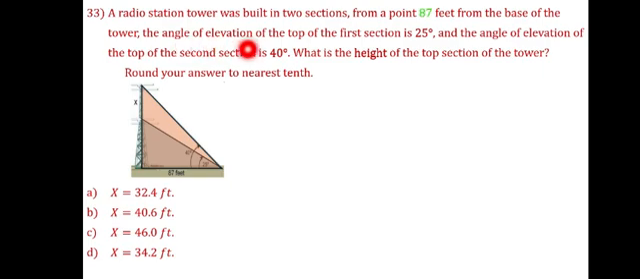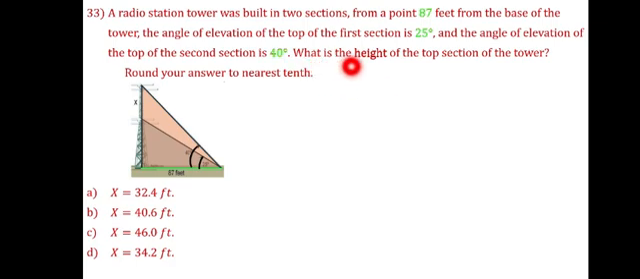The angle of elevation is from base to the top. The angle of elevation of the top of the first section, which means from this point to this point, is 25 degrees. And the angle of elevation of the top of the second section is 40 degrees, which means from this point to the top of the second section, which is 40 degrees.